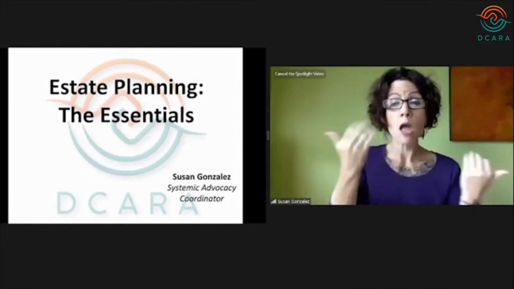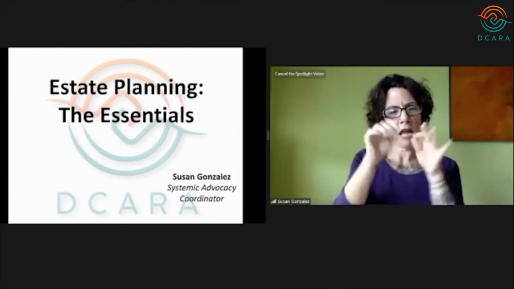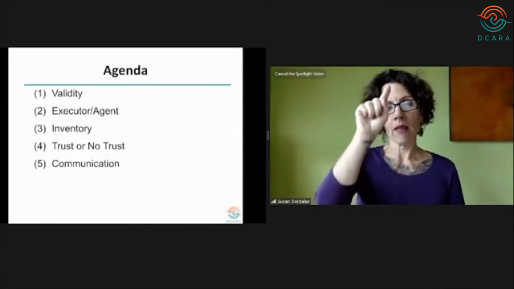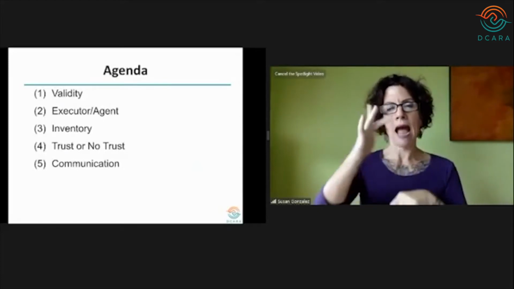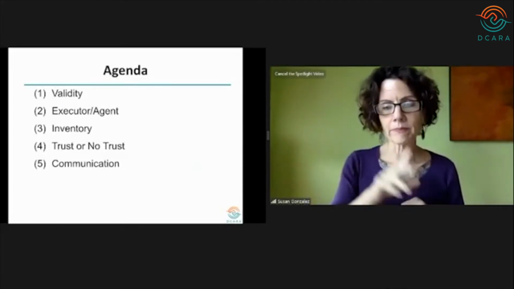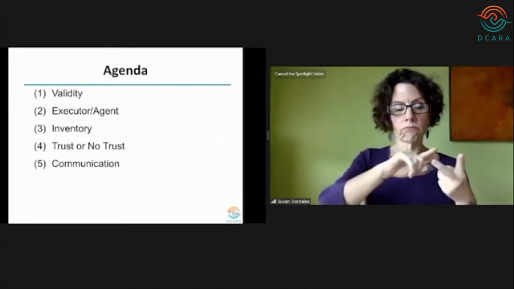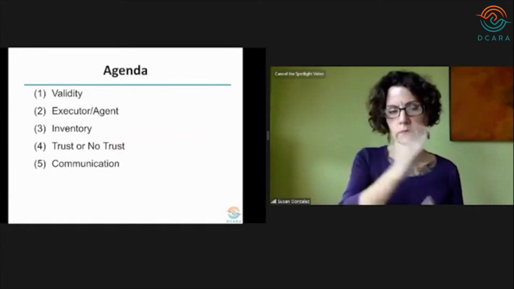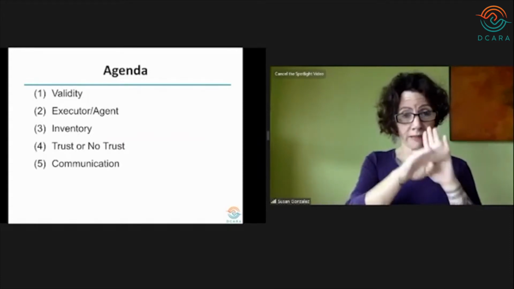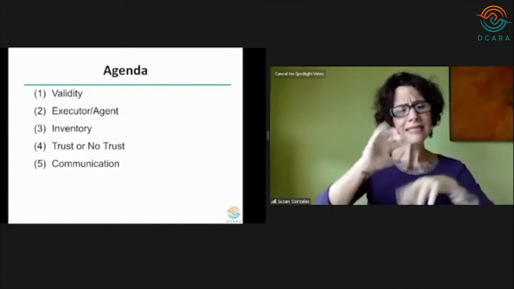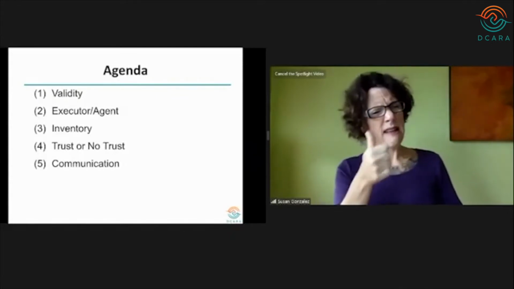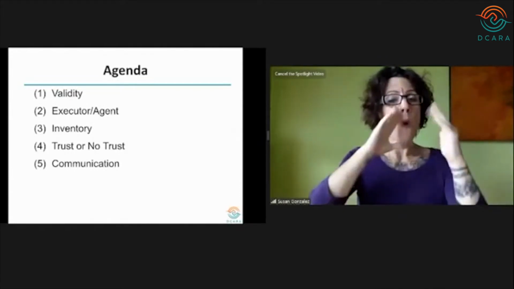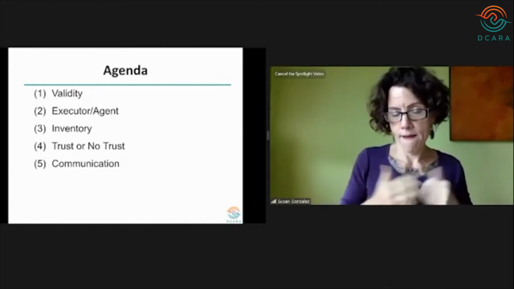If you're okay with that, today we will be focusing on the essentials of estate planning and these 5 topics. I will touch on these today. Validity, executor or agent, inventory, and the 4th is to set up a trust or not to set up a trust. Lastly, communication. It is my hope that I touch on all of these today.